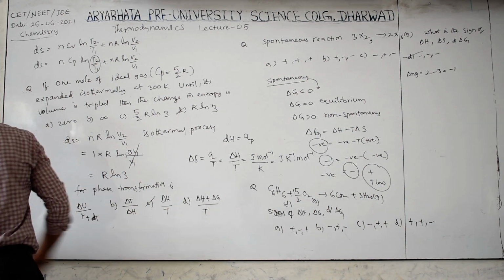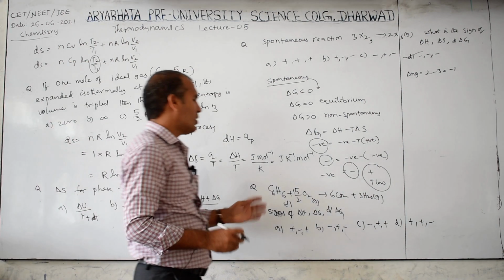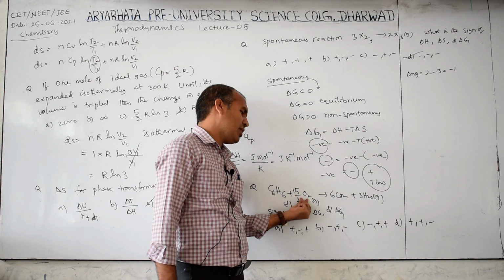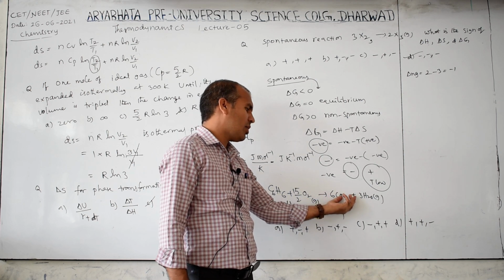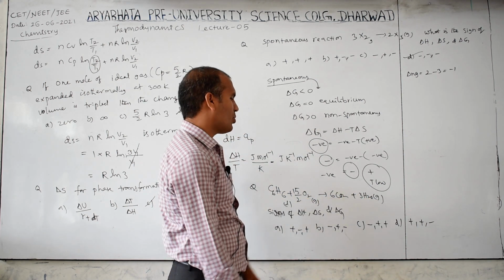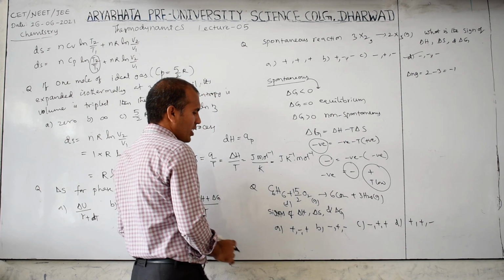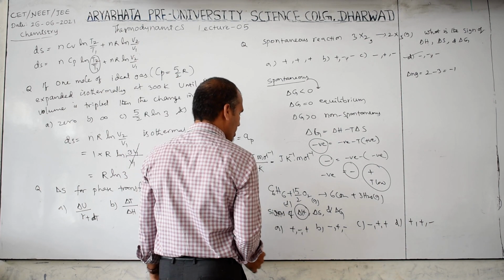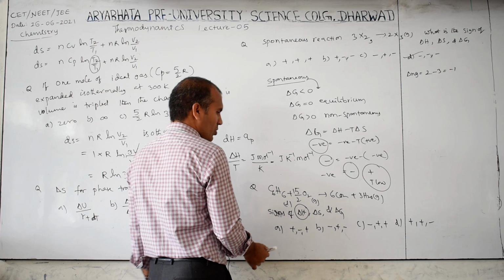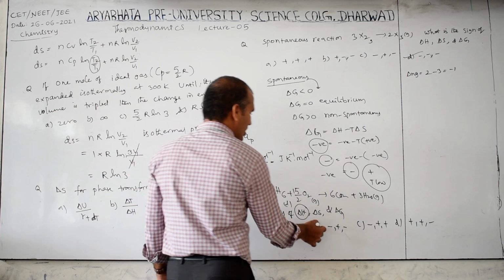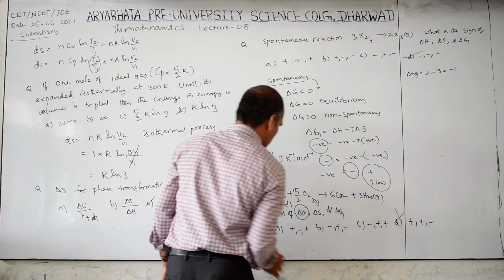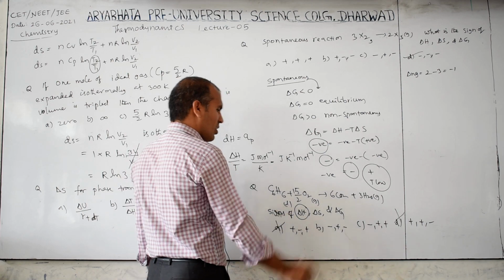Then how to answer this? This reaction is a liquid, in presence of oxygen undergoes reaction, and carbon dioxide and H2O are given, meaning this is a combustion reaction. Combustion reaction means delta H is always negative. So option B is there, C is there, therefore D is not the answer, A is not the answer, maybe B or C.